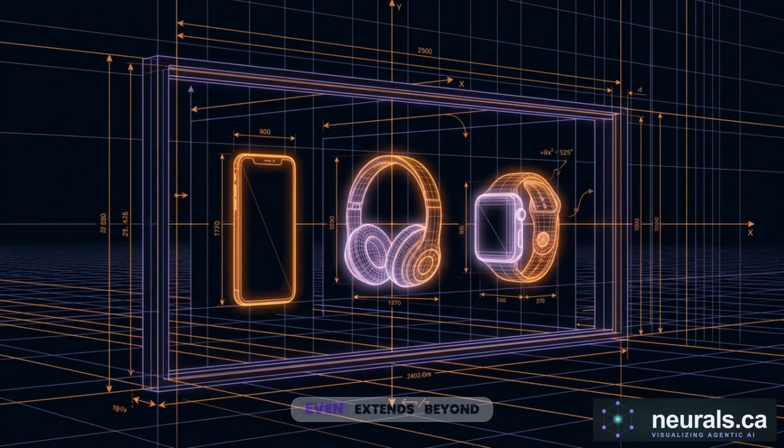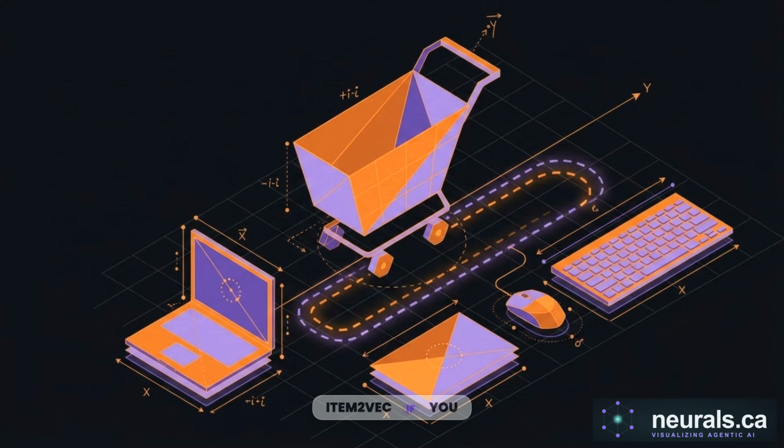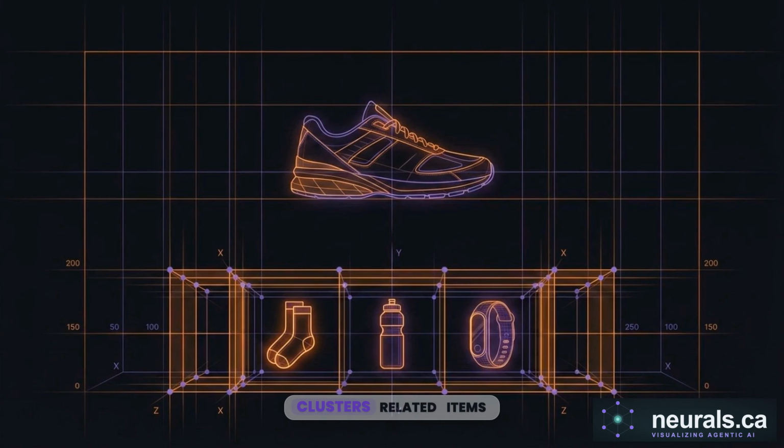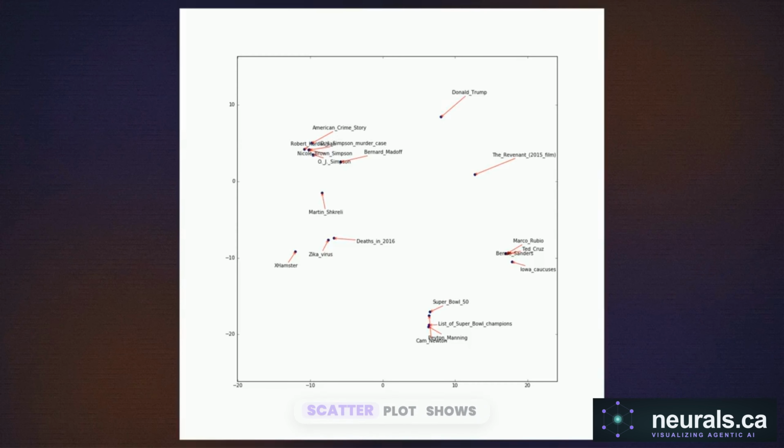The concept even extends beyond language. In recommendation engines, engineers use a twist called Item2Vec. If you treat a user's purchase history as a sentence and individual products as the words, the exact same math clusters related items together, powering the customers also liked features on major e-commerce platforms. This scatter plot shows how clustering plays out with real data.